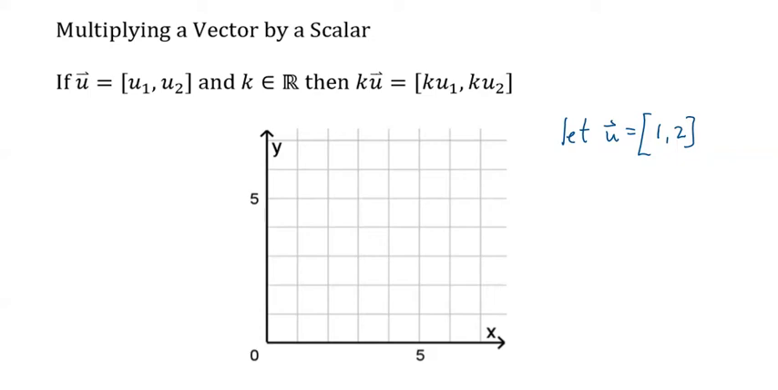So then if I'm going to do this example of 3 times u, I get 3 times 1 and 3 times 2. Get out your calculator if you have to, or if you can do that in your head, that's fine. Okay, but what does this actually look like? So 1, 2. This is u. 3, 6 goes to there.